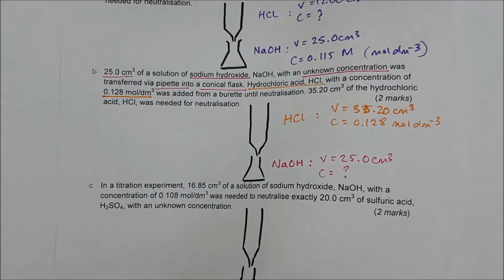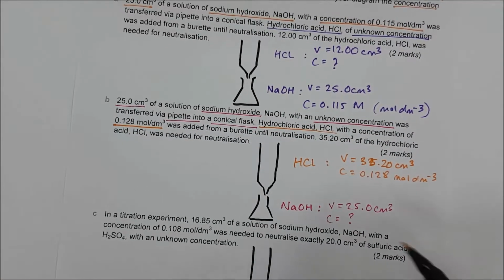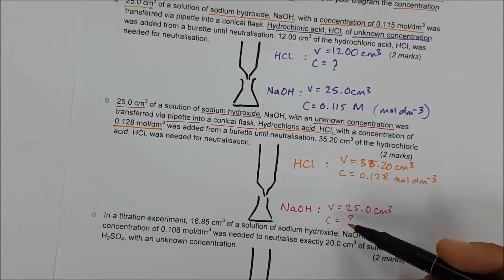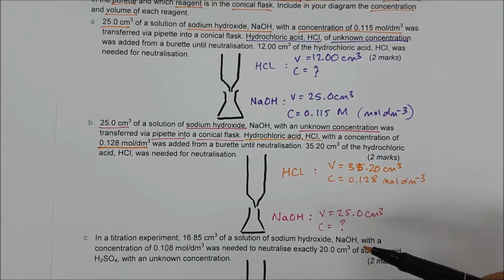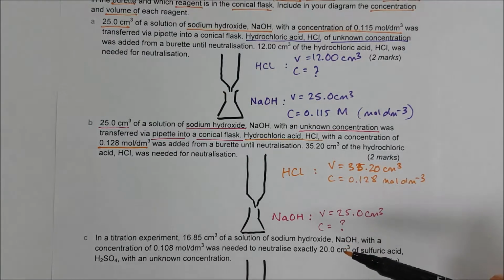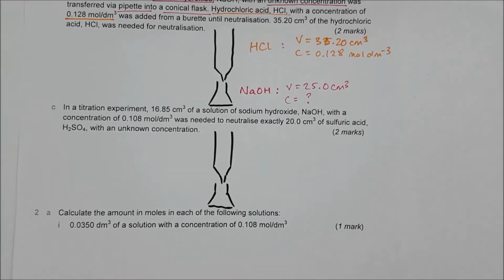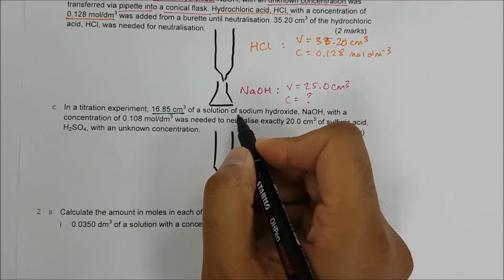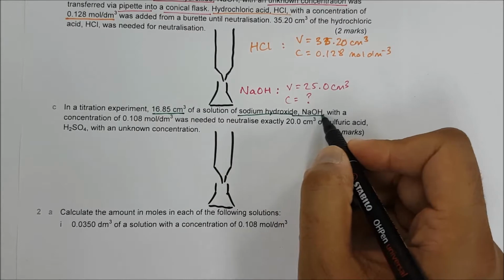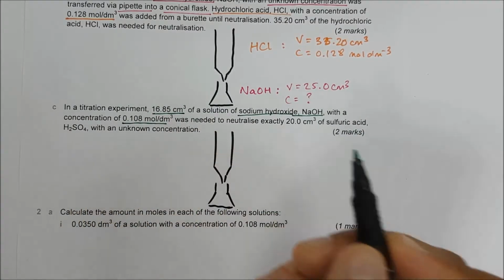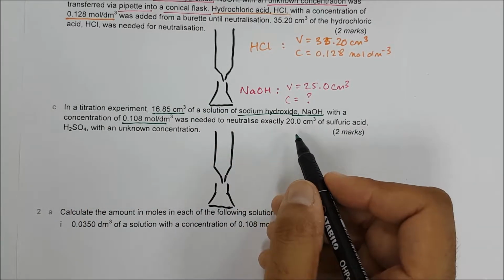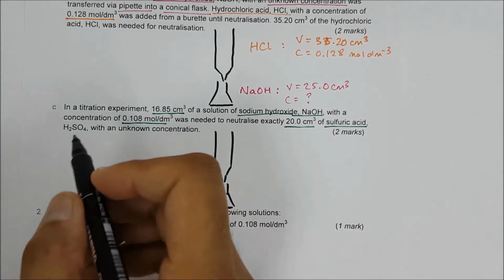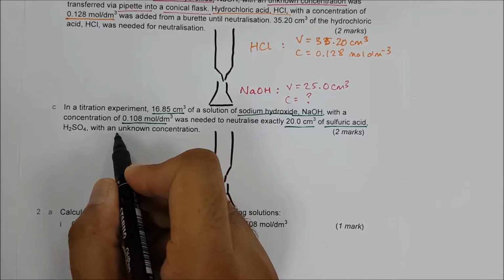So you'll notice titrations allow us to work out an unknown of either the HCl or the sodium hydroxide. And it's important that you understand which one we are trying to calculate in each question. Finally, 16.85 centimeters cubed of sodium hydroxide with a concentration of 0.108 was needed to neutralize exactly 20 centimeters cubed of sulfuric acid with an unknown concentration.